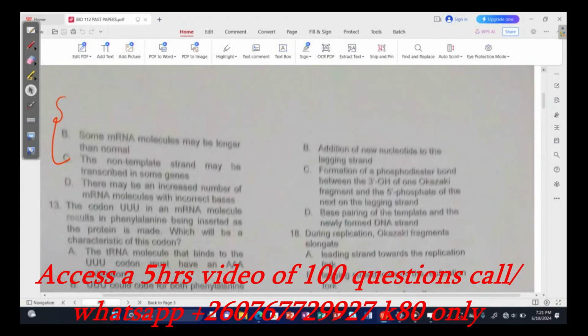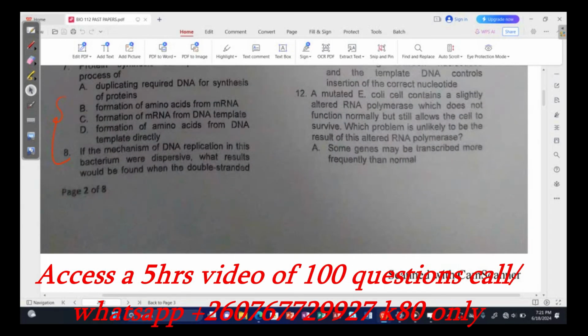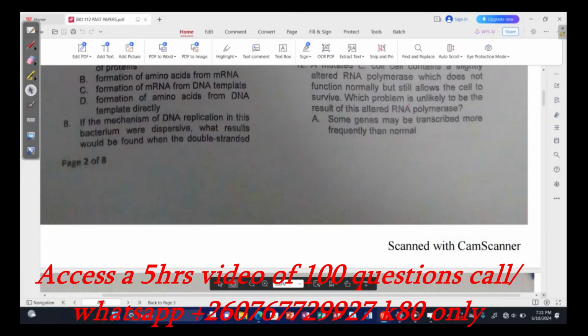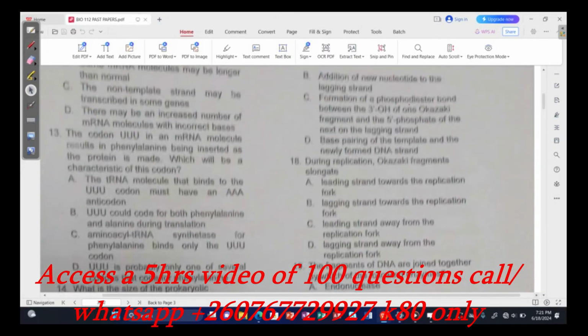So the correct answer here is option A. Some genes may be transcribed more frequently than normal. This cannot be as a result of a defect or a mutation in RNA polymerase. So A will not be as a result of that, whereas the rest of these will result from that defect.